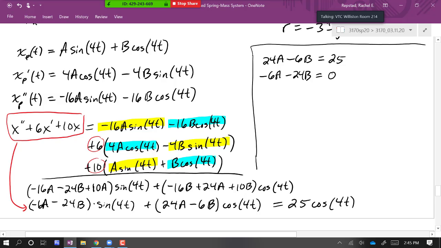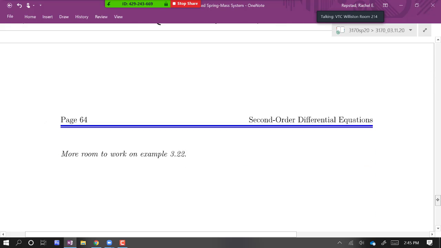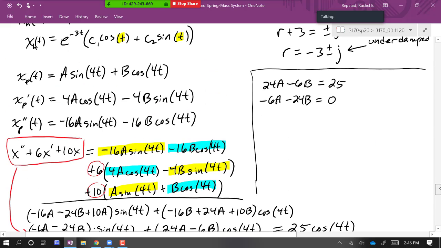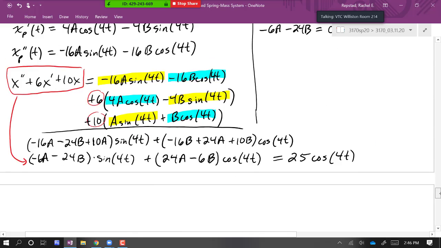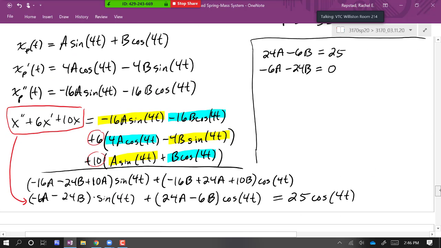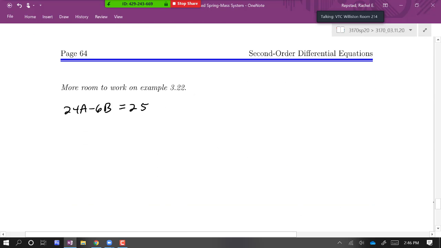You could take your favorite technique for solving these equations. Actually, you know what? I'm not going to be stingy. I'm going to give myself plenty of room on the next page. I'm going to scroll down. If you need me to scroll back up at all, let me know. I'm just going to move some of this onto the next page. So 24a minus 6b equals 25. And then negative 6a minus 24b equals 0.